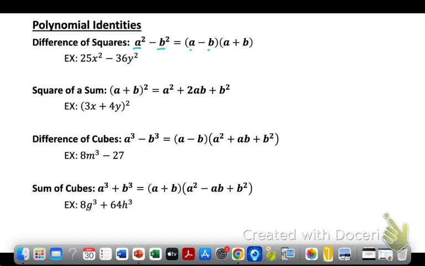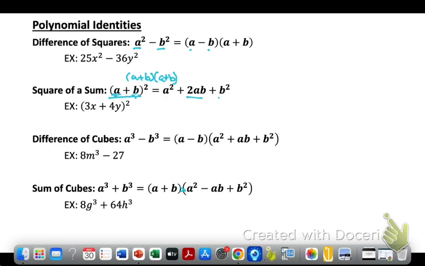Okay? The square of the sum. So I have a quantity and I square it. Remember, that means a plus b times a plus b, and multiply it out. The rule is always you square the first, you square the second, and you multiply the two together times 2 for the middle. If you learn that rule, you don't have to FOIL it out. You don't have to distribute it out.